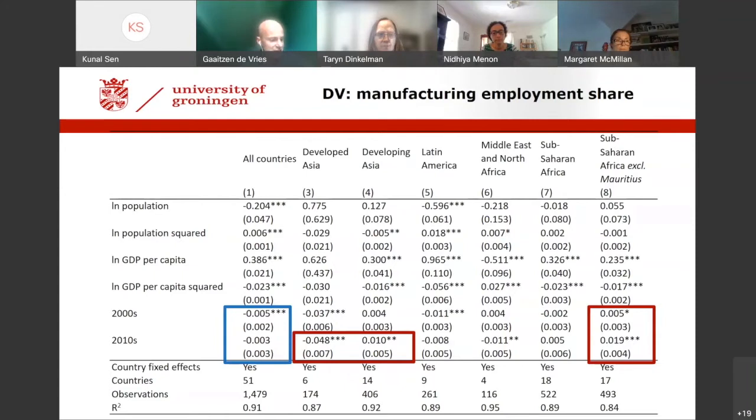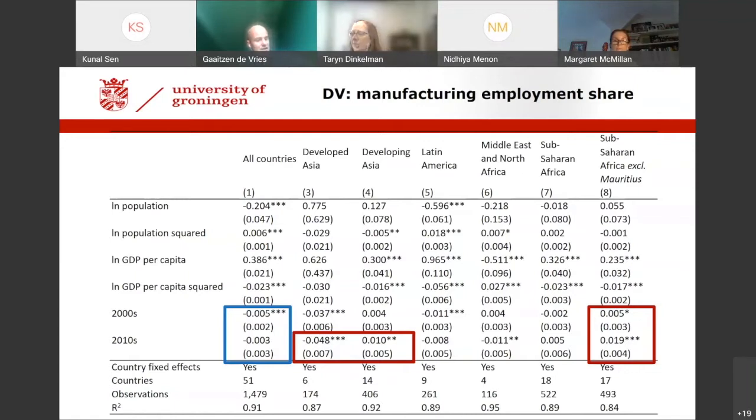Subsequent columns show these regressions by region, and they suggest that deindustrialization continued in the 10s in Asia, but it's mainly occurring in high-income Asian economies, as the third column shows that developing Asia actually had a higher manufacturing share in the 10s compared to the 90s. The results for Latin America are comparable to the aggregate sample, but most notably, the estimates suggest that the average economy in sub-Saharan Africa, excluding Mauritius in the final column, has about 1.9 percentage points higher manufacturing employment share in the 10s compared to the 90s.